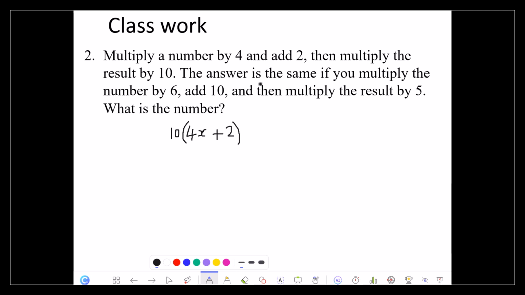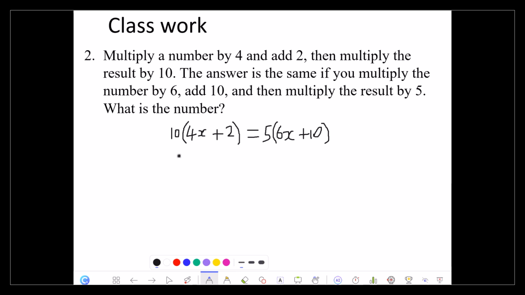It said the answer is the same. Put your equals to if you multiply the number by 6. Now this same number x, they say multiply it by 6. Say if you multiply the number by 6. So start by writing 6x, then add 10, you now put your plus 10, then multiply the result by 5. Open your bracket and put your 5. That is that.